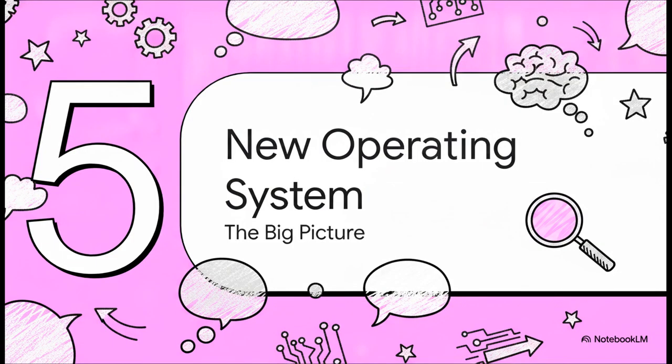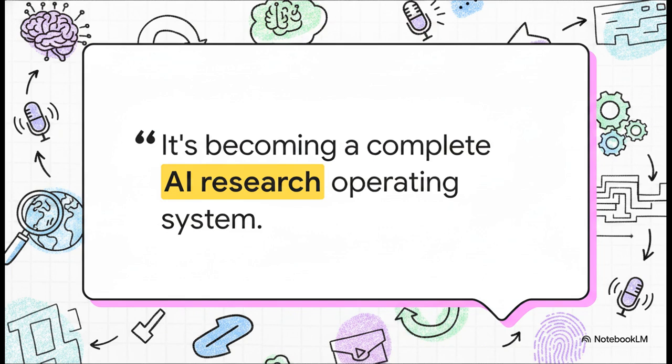Finally, Section 5, the big picture, your new operating system. Let's just step back and look at what this tool has actually evolved into. It's no longer just a digital dumping ground for your text. By utilizing these hidden features, the interactive audio, the global instructions, the cross-industry pattern recognition, you're shifting from a basic note-taking app to a complete AI research operating system. It's a powerhouse workflow that is absolutely going to save you time, help you learn way faster, and dramatically increase the quality of your work.